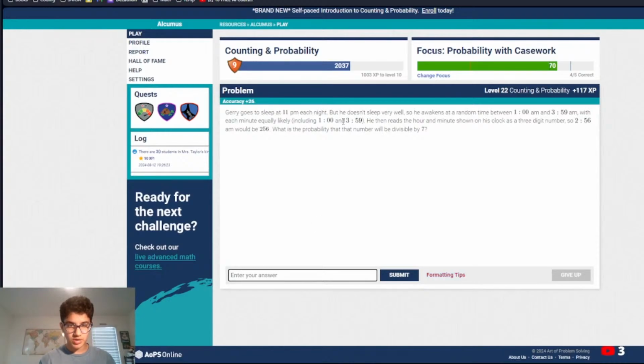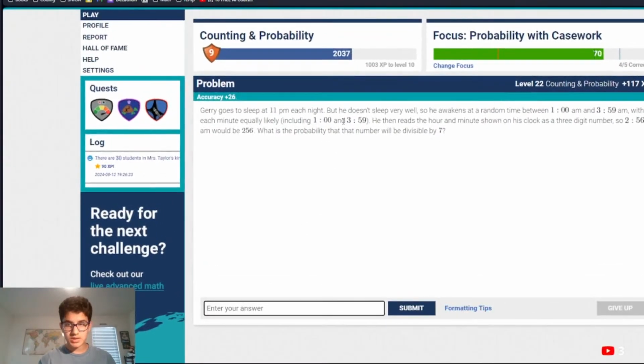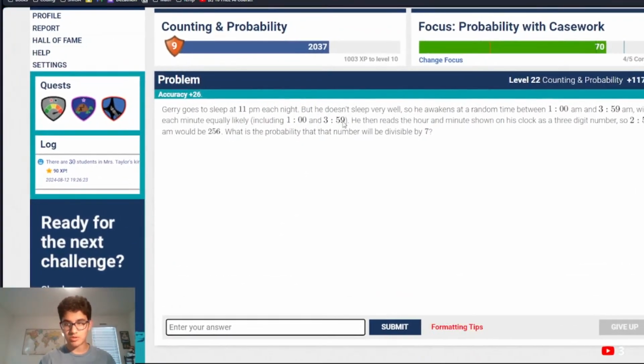Jerry goes to sleep at 11 p.m. each night, but he doesn't sleep very well. So he wakens at a random time between 1 a.m. and 3:59 a.m., with each minute equally likely. He then reads the hour and minute hand shown on his clock as a three-digit number. So 2:56 a.m. would be 256. What is the probability that the number will be divisible by 7?